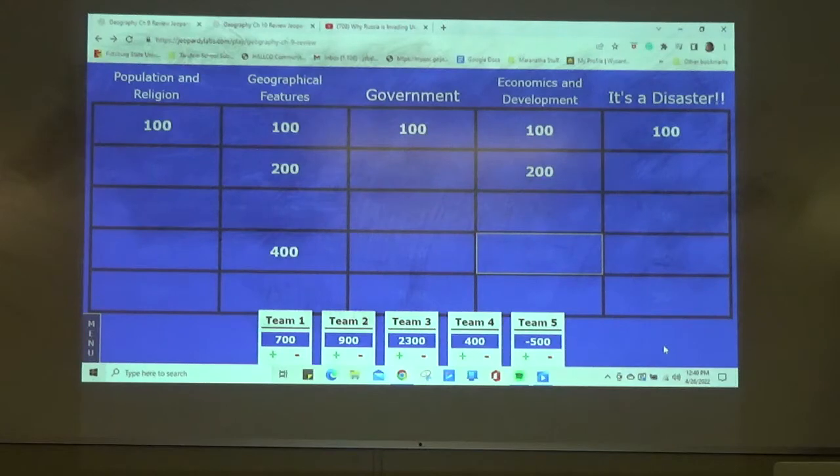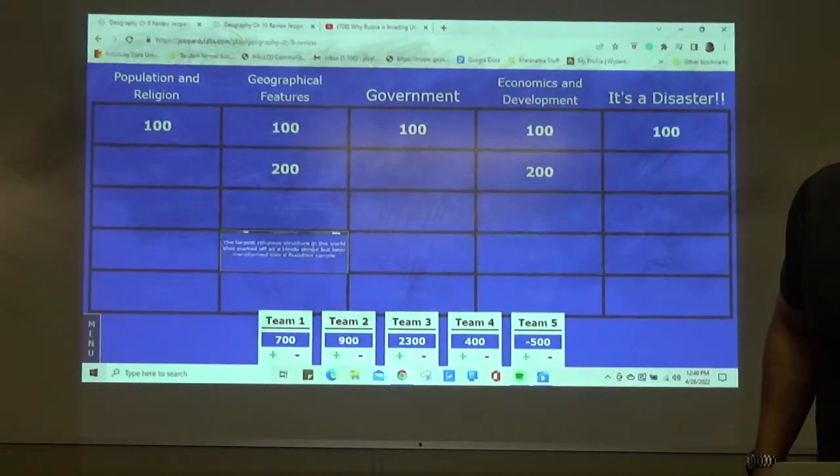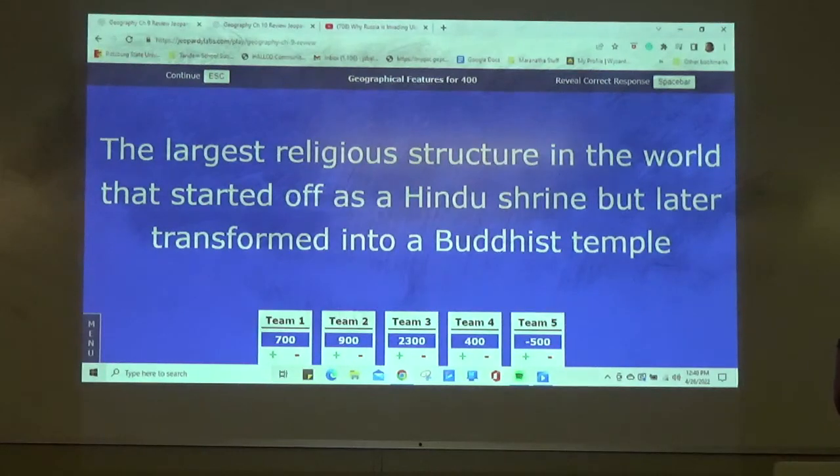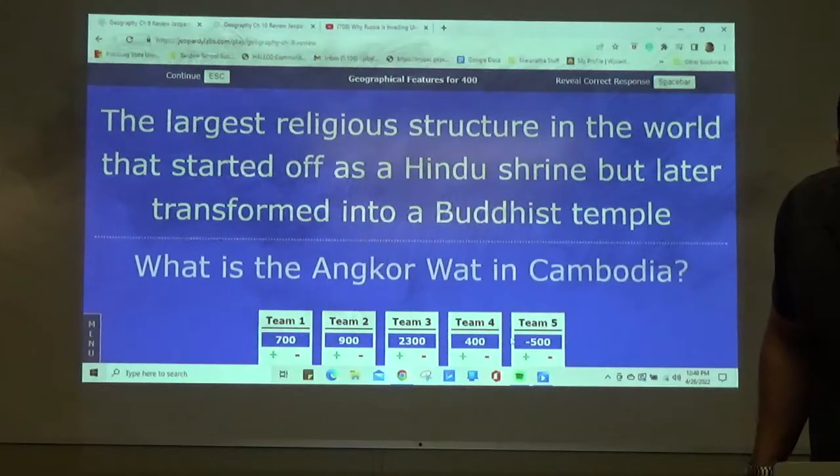Geographical features 400. The largest religious structure in the world that started off as a Hindu shrine but later transformed into a Buddhist temple. Yes, Team 1, or Team 2. Angkor Wat. Very good.